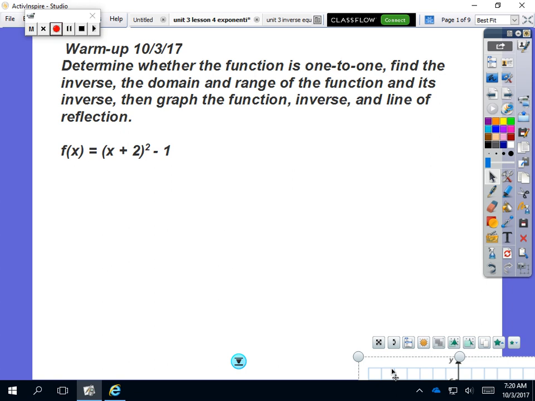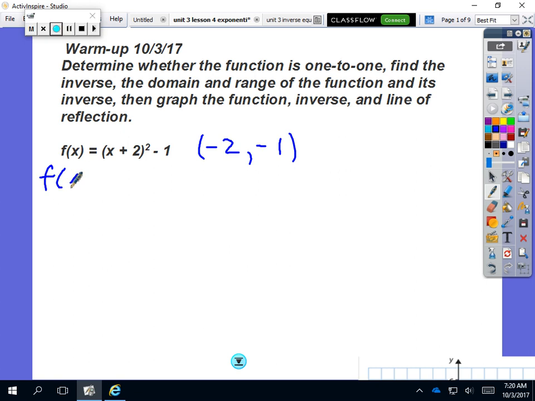Let's first decide whether it's one-to-one. Well, it looks like it's a quadratic by this 2 here, so I'm going to decide it's not one-to-one, so I need to restrict the domain. And we use the vertex to help us do that. So the vertex of this function is at the opposite of this number, so -2, the same as this number, so -1. We use that to tell us what the domain is.